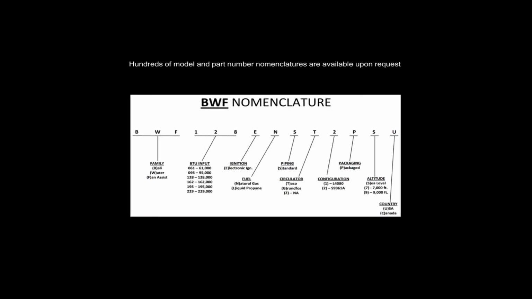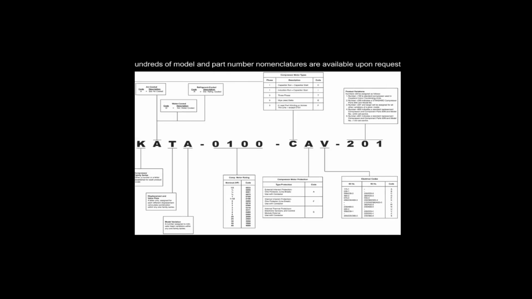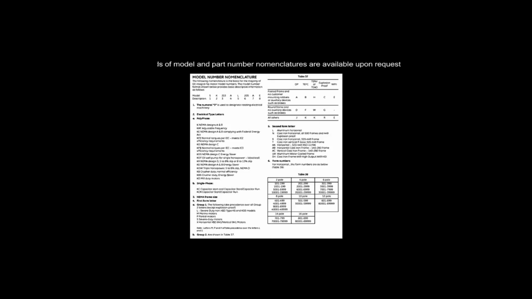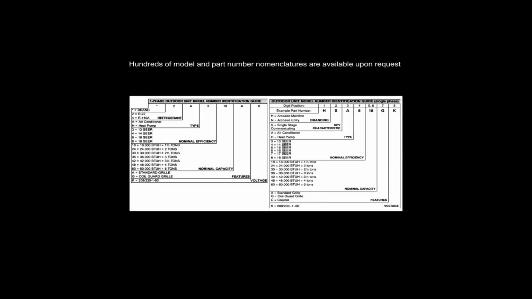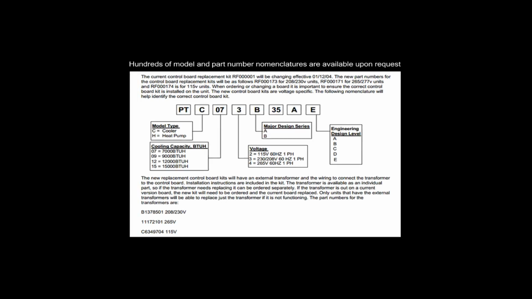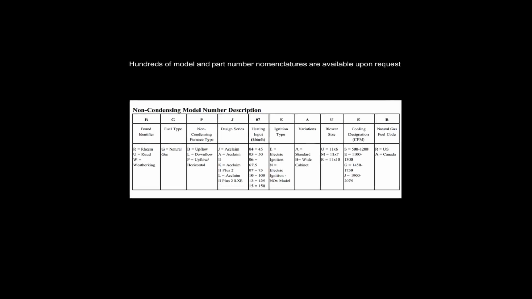To simplify things, Rheem, Ruud, and Weather King models in our database, for the time being, will always start with an R, the first letter of all Rheem models, since the parts on the Ruud, prefix U, and Weather King, prefix W models are the same as on the Rheem equivalences.